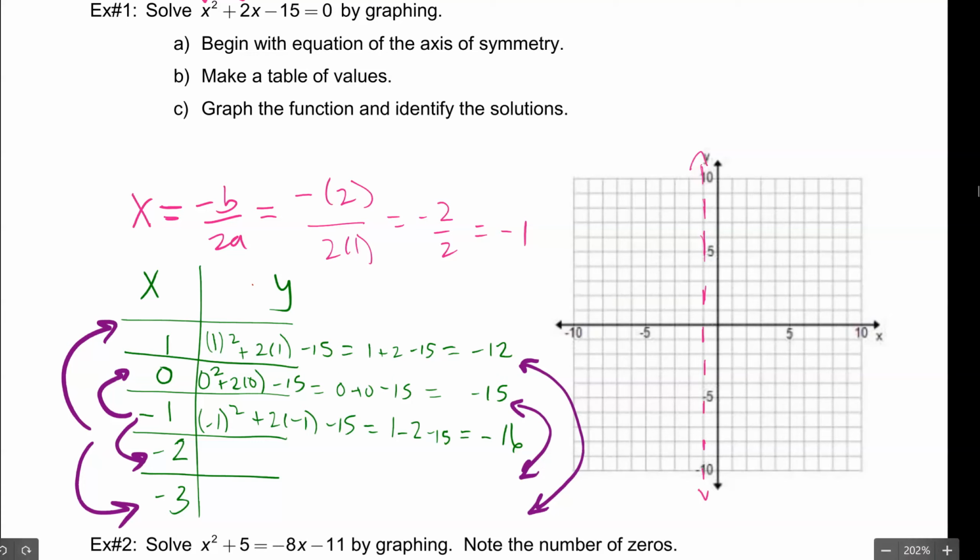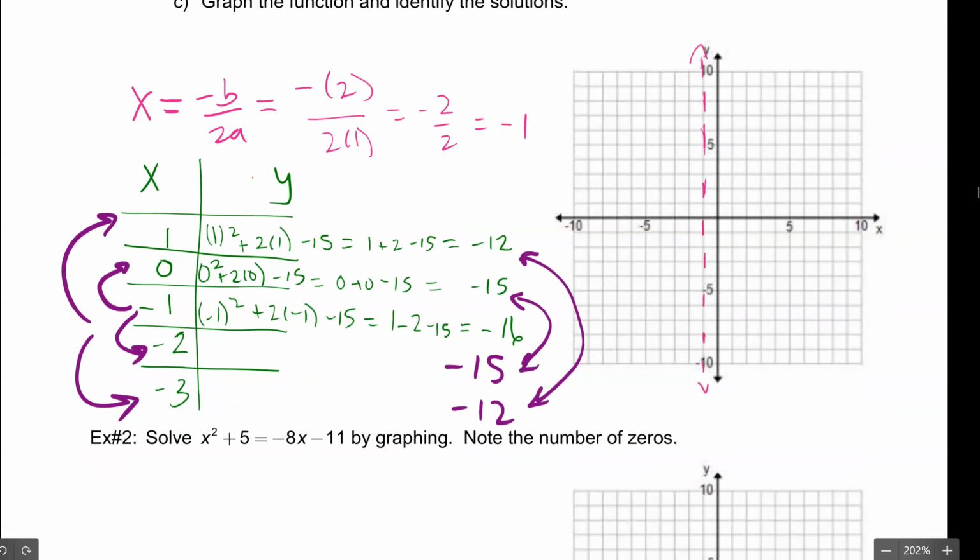Okay, so this would be -15, this would be -12. Okay, so I need to add some lines. 1, 2, 3, 4, 5. So my vertex is at -1, -16. 11, 12, 13, 14, 15. So it's like right here. Then I have, let's see, 0, -15. 1, -12.